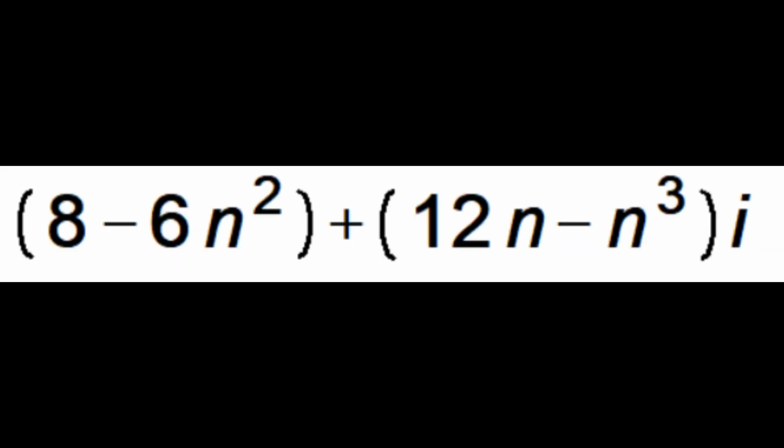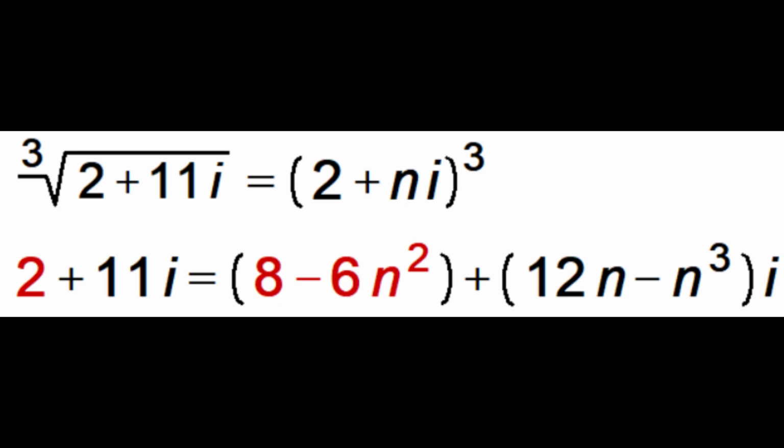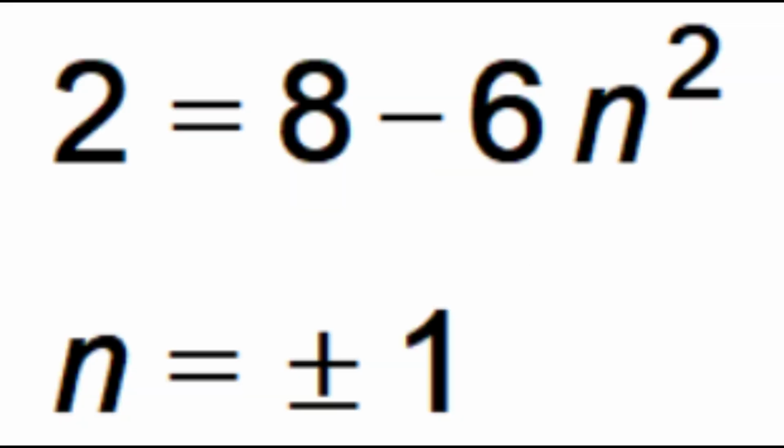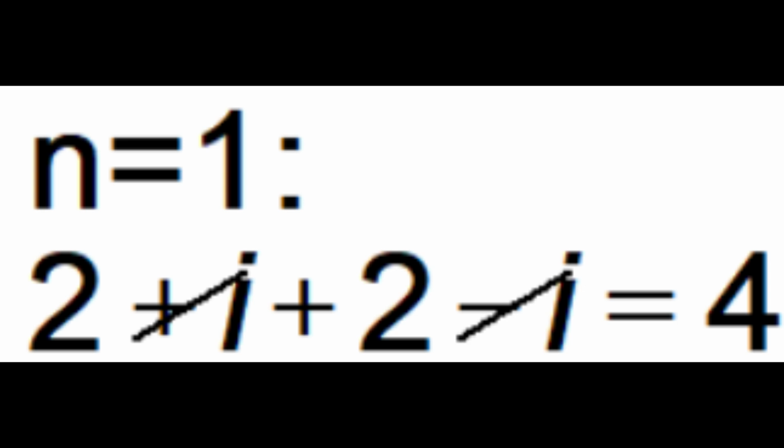Simplifying the expanded expression using various powers of i and gathering the real and imaginary parts, we get 8 minus 6n squared plus 12n minus n cubed i. We can now set 8 minus 6n squared equal to 2 because both represent the real parts. Equating 2 and 8 minus 6n squared and solving for n tells us n is 1 or negative 1. Replacing n with 1 in 2 plus ni and adding gives us 2 plus i plus 2 minus i, which is the 4 we were hoping for.